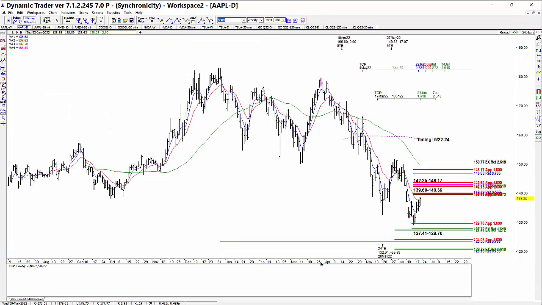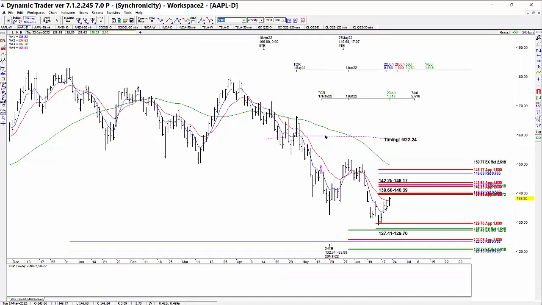Apple is still in a downtrend, lower lows and lower highs. You're below the 200, you're below the 50, 5 and 13 are in a sell mode, and you have resistance just above current levels. And you have timing for a possible high, the 22nd through the 24th. So if you're long Apple, you want to trail up your stops, and you definitely want to watch that resistance.